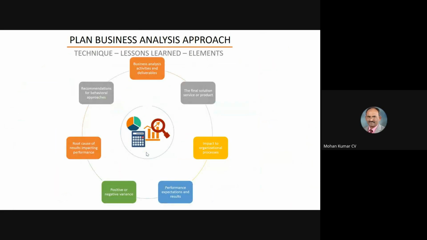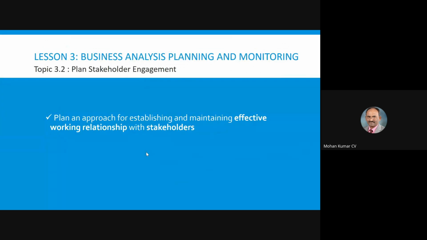So I look for that guidance. Otherwise, we miss out on what we are doing, and it goes like some storytelling. We should go back and see what we are doing. That is our line, how the line looks back, retrospection. Now, plan an approach for establishing and maintaining effective working relationships with the stakeholders. That's how it is.